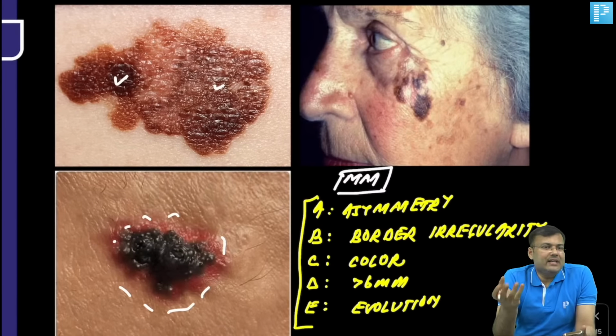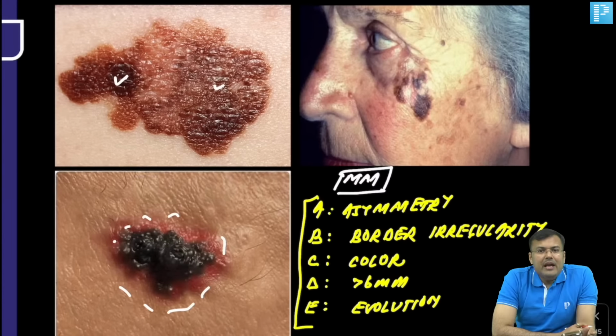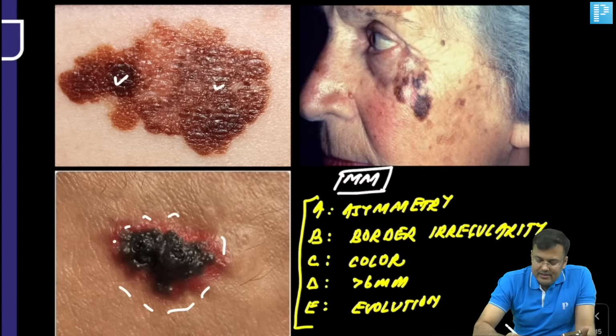In trauma also there is the ATLS protocol A, B, C, D, E. One question for all of you. A, B, C, D, E, F. It is followed in which condition?